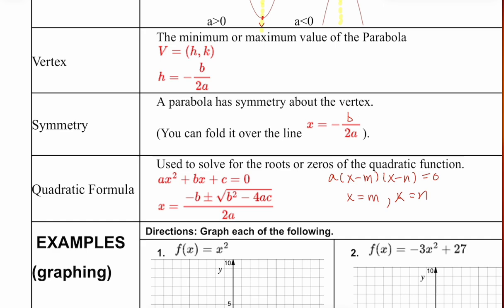One thing to note, you want it in descending order. You need your x squared to come first, then your x, then your number equals 0. The coefficient on your x squared is your a value. The coefficient on your x is your b value. The number hanging off the end there, that constant, is your c value. Watch when you plug it in.